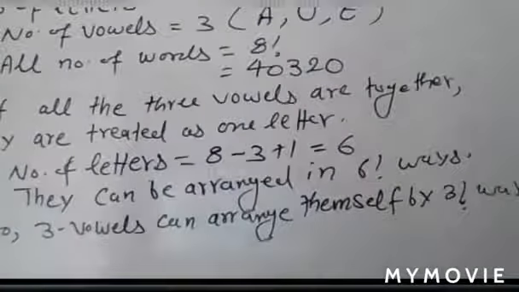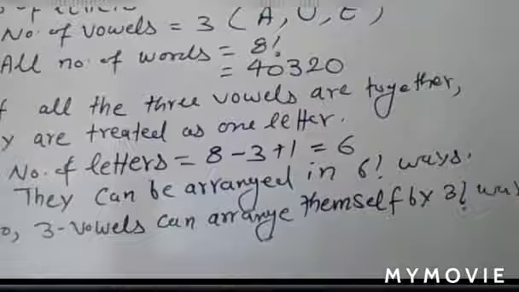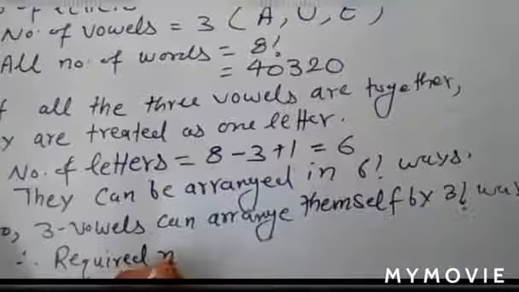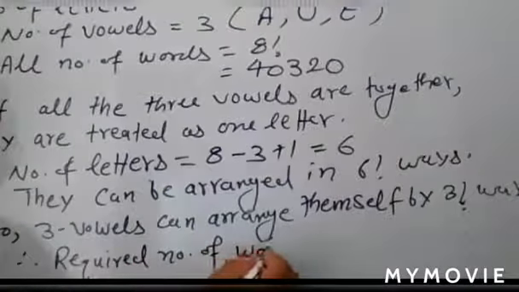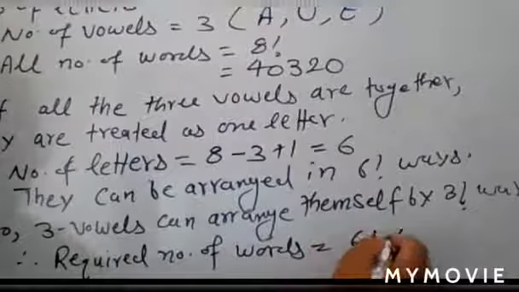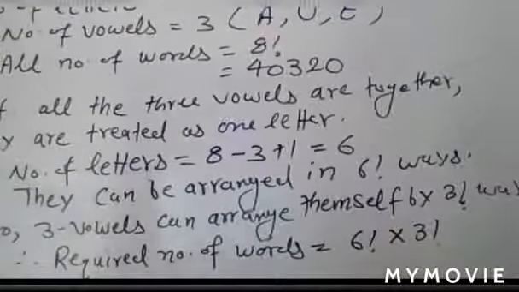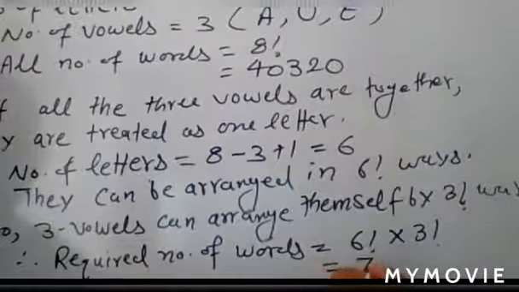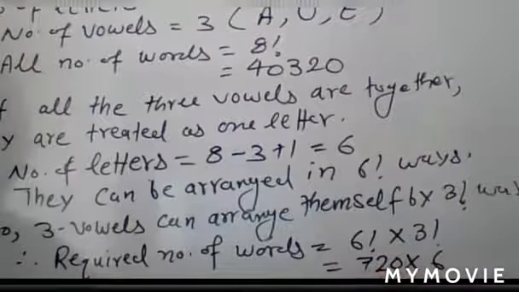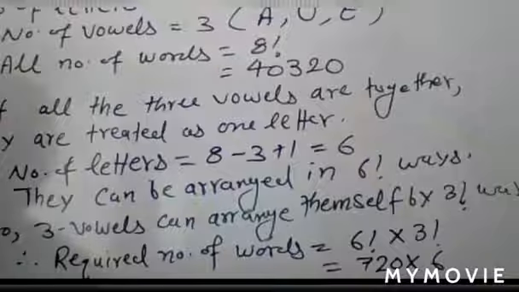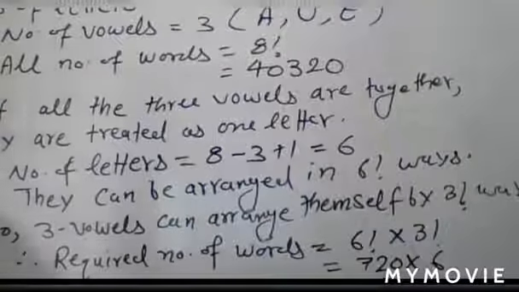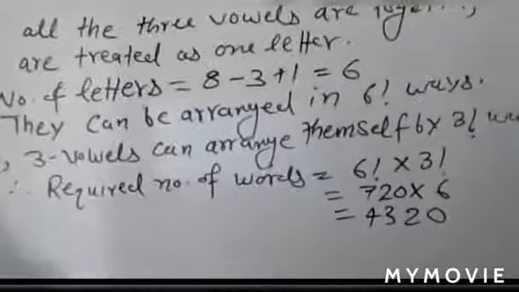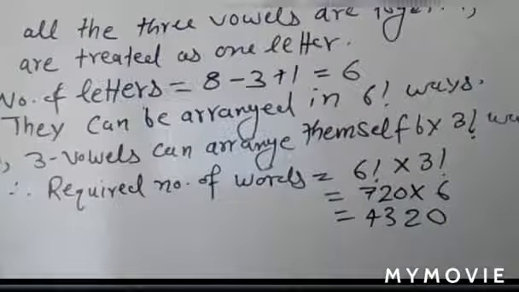Factorial 3 ways. So how many words are there in which all the vowels are together? So you can write, required number of words is equal to factorial 6 into factorial 3. Multiplying that, here you have 720 into 6, which is 4,320 words in which all the vowels are together.